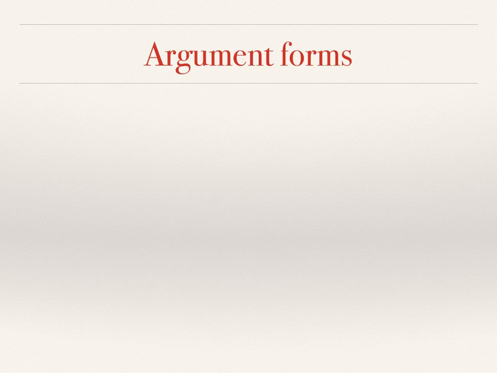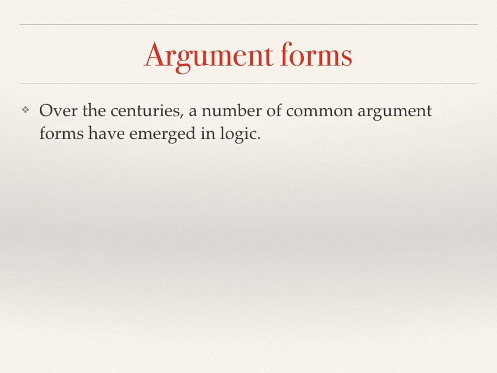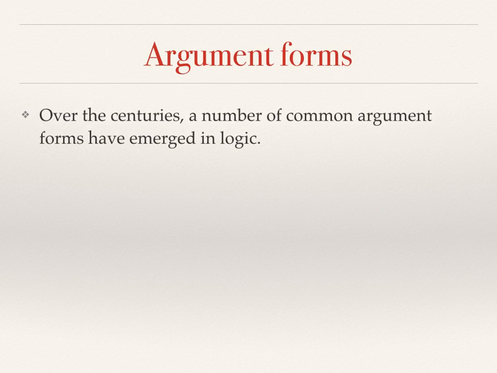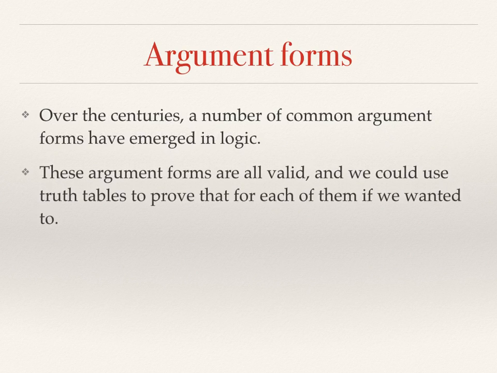So what we have done with these truth table argument forms is we've shown certain argument types to be valid and other argument types to be invalid. And over the centuries, a number of common argument forms have emerged in logic. And every time that argument form emerges, we know that the conclusion follows from the premises, and so that truth is preserved. If the premises are true, then the conclusion is true. And so these argument forms are all valid, and we could use truth tables to prove that for each of them if we wanted to.